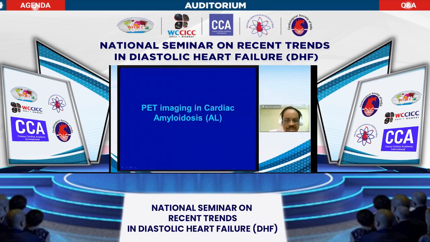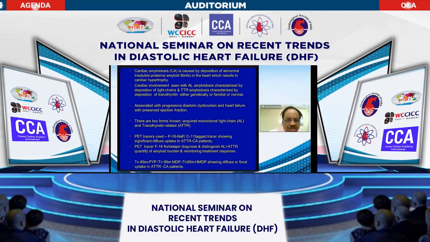So PET imaging in cardiac amyloidosis, which Dr. Prabhu has done. The only thing I want to tell a little bit is about ATTR, the transthyretin variety, versus AL, the acquired monoclonal light chain variety.